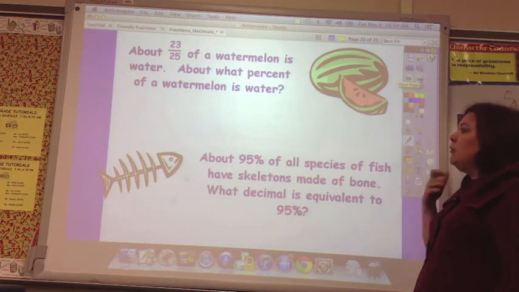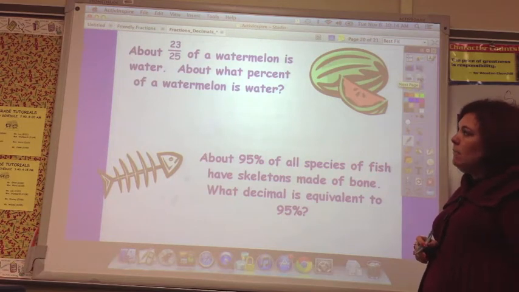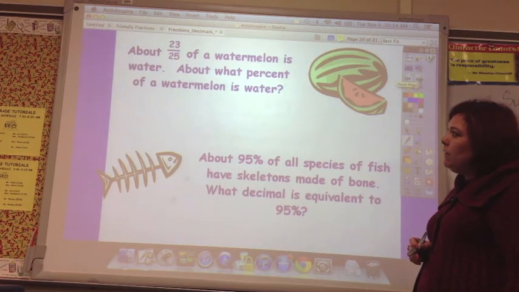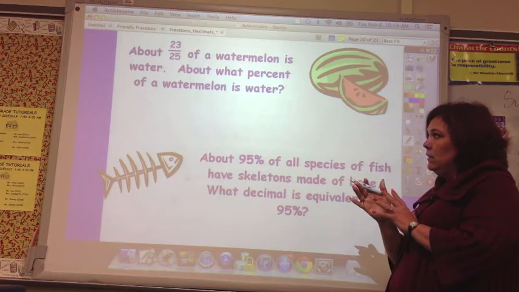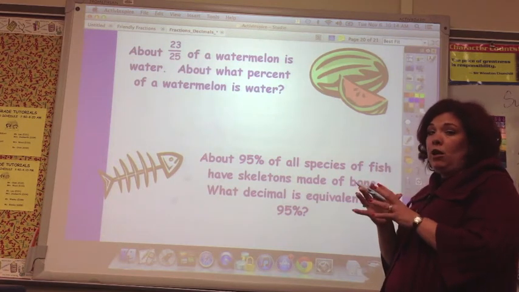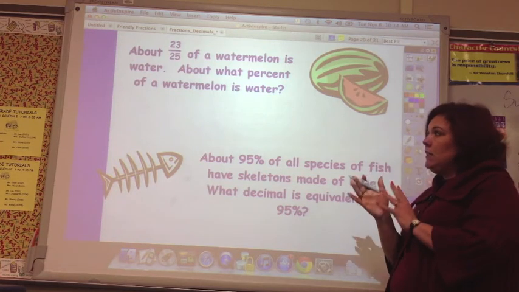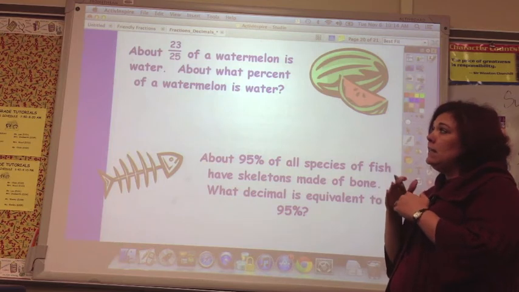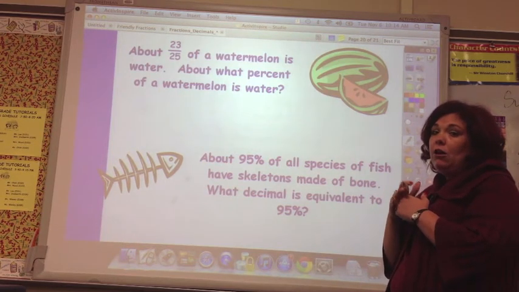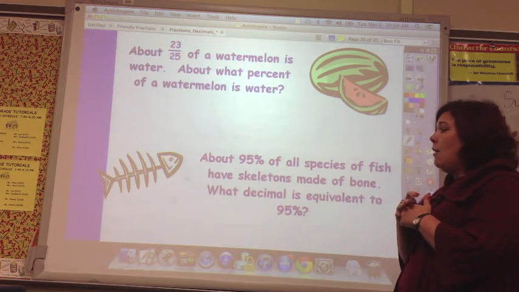And then here's a couple of word problems of where you might see these. It says about 23/25 of a watermelon is water. About what percent of watermelon is water? So you're going from fraction to percent. And percent means out of 100. So you've got to get that fraction equivalent to out of 100. So that'll help you do that one.